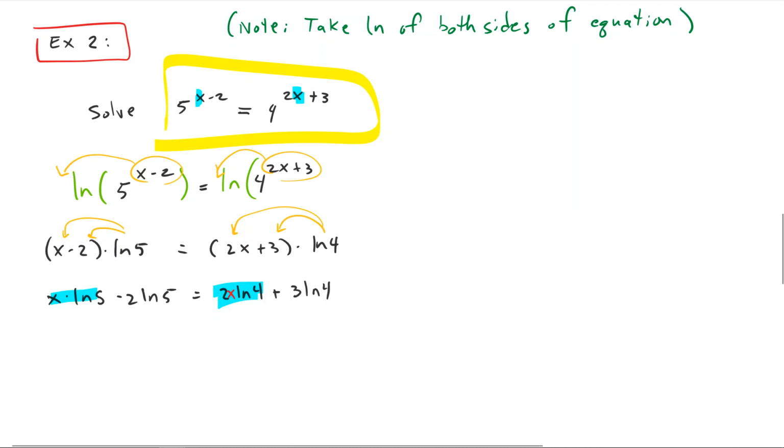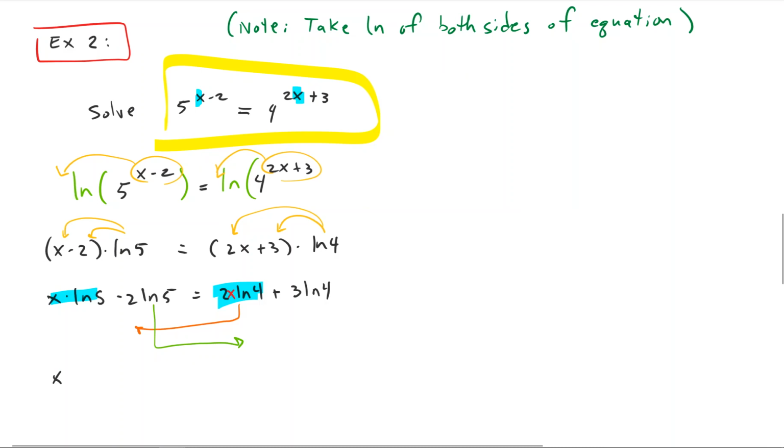So if I want to get all of the terms highlighted in blue to the right and everything else to the left, then that means this term, 2x times ln of 4, is going over to the left side of the equation, so it will become negative. And that means the negative 2 times ln of 5 on the right will come to the left and become positive. So let's make those switches.